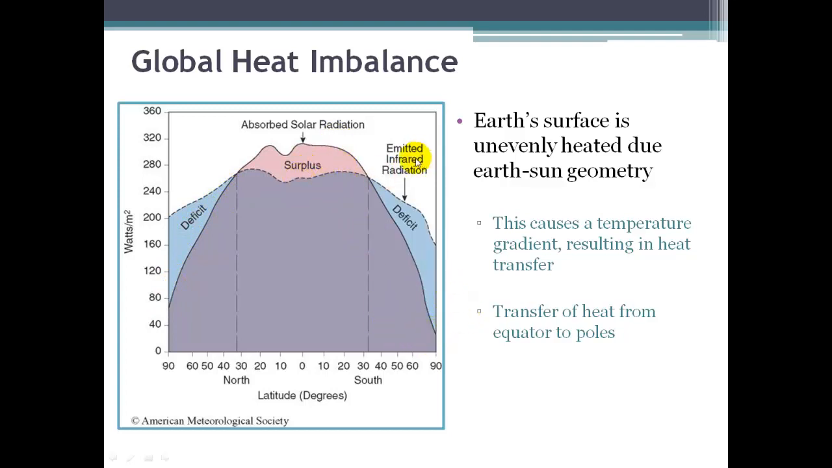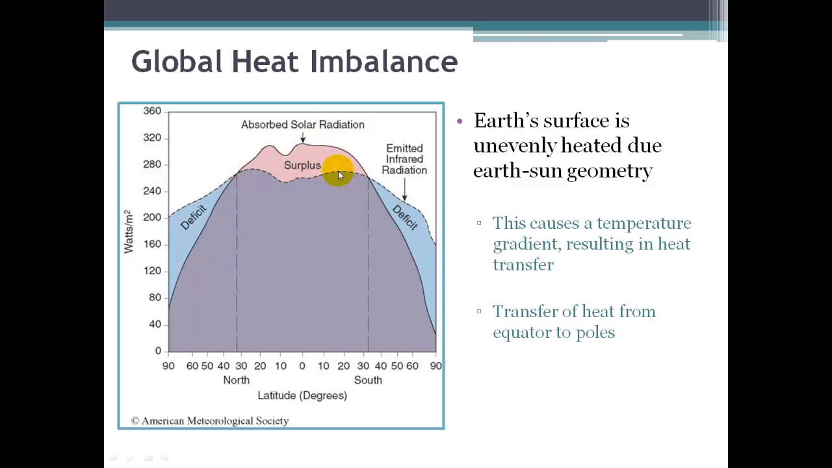The dashed line shows the emitted infrared radiation. Once the Earth is heated up, it emits its own long-wave radiation, or infrared radiation, and we can see that it's a little bit more around the equator than it is around the poles. The pink areas are surplus, where we have energy to use, and the blue areas are deficits, where we have no energy to use. Things are cooling off. So hotter areas, cooler areas.